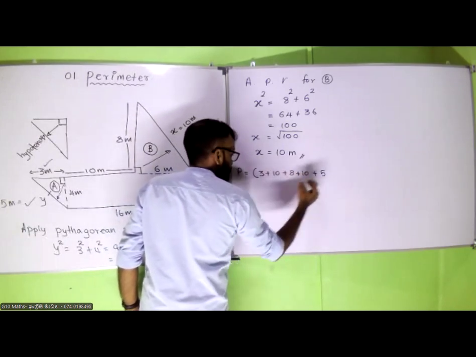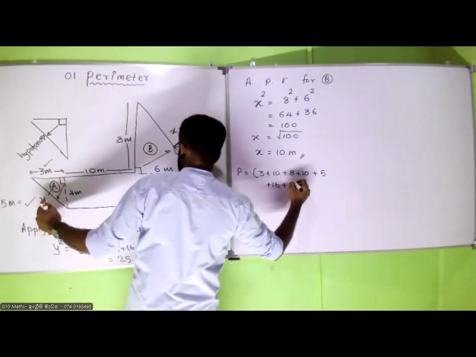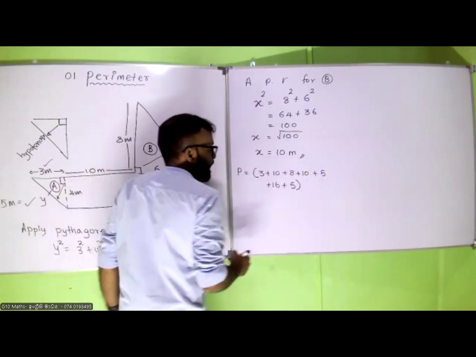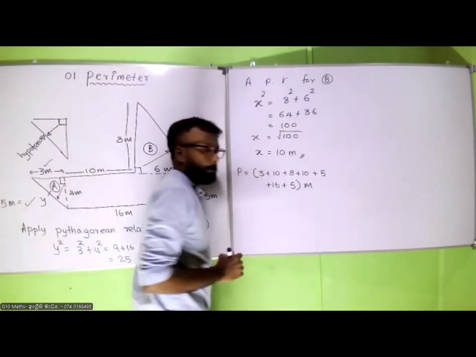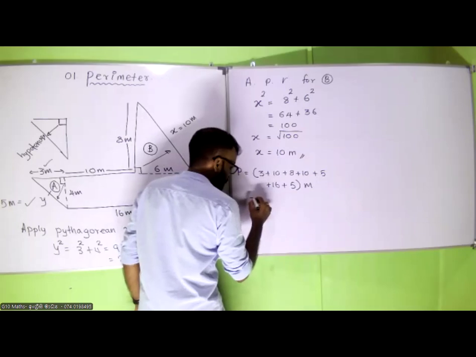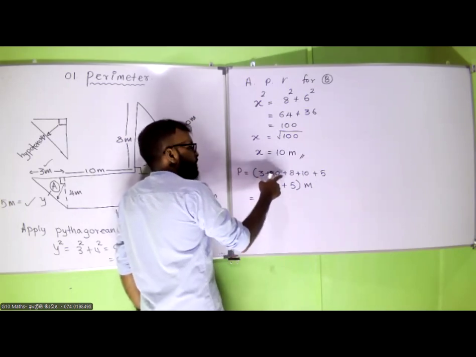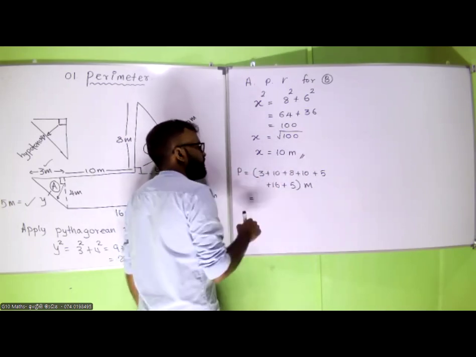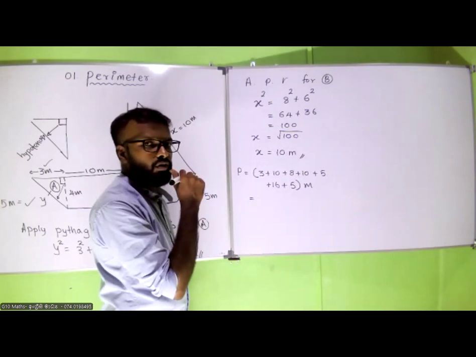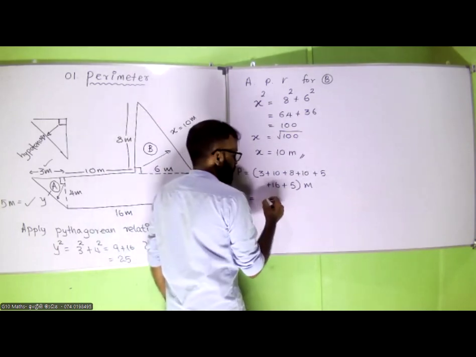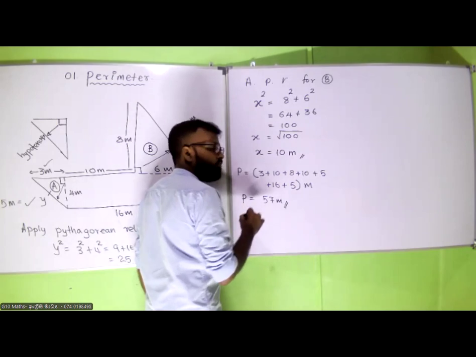10 plus 5 plus 16, then plus 5 again. All the lengths are in meters, so put meter here. Equal: 8 plus 3, 11. 11 plus 10, 21. 21 plus 10, 31. 5 plus 5, 10. 10 plus 31, 41. 41 plus this, 57. Yes. Perimeter is 57 meters.